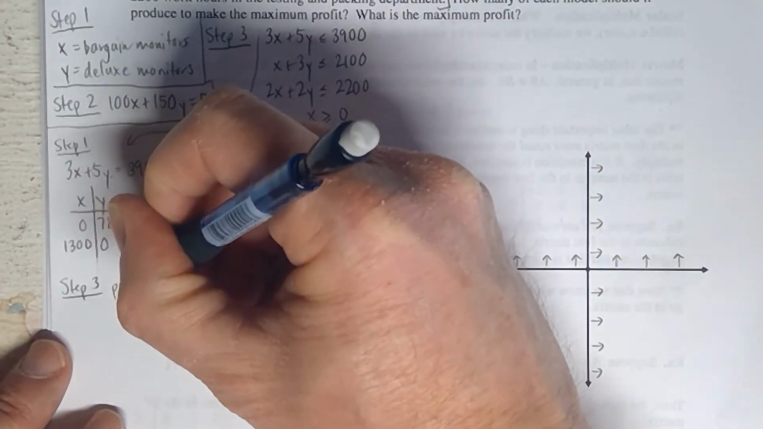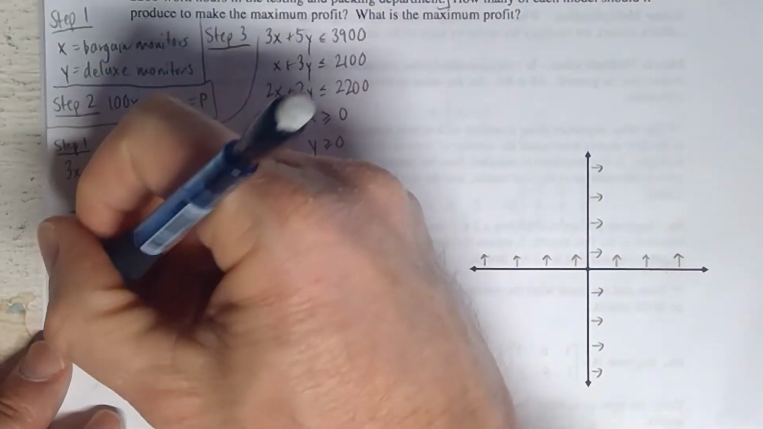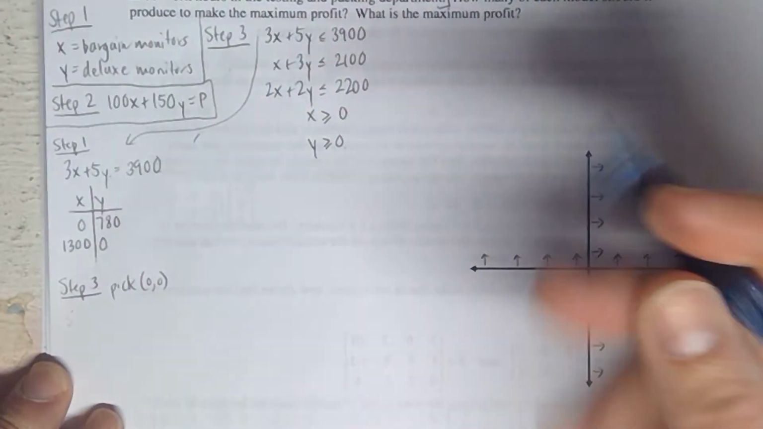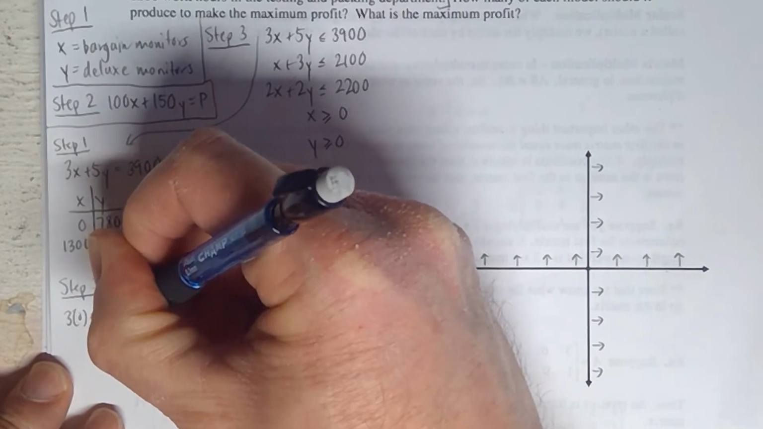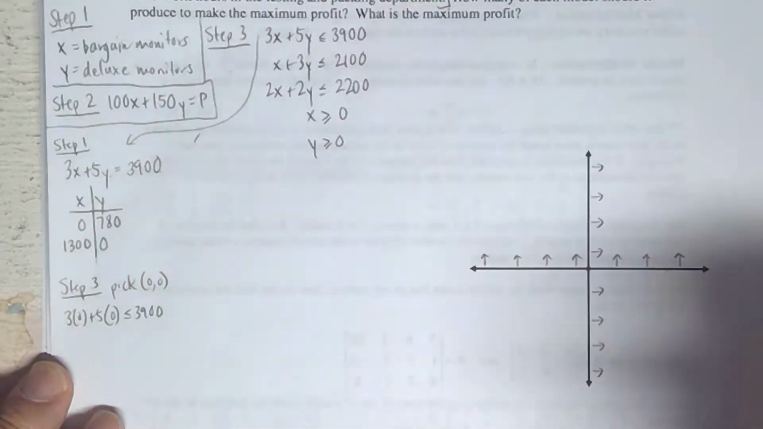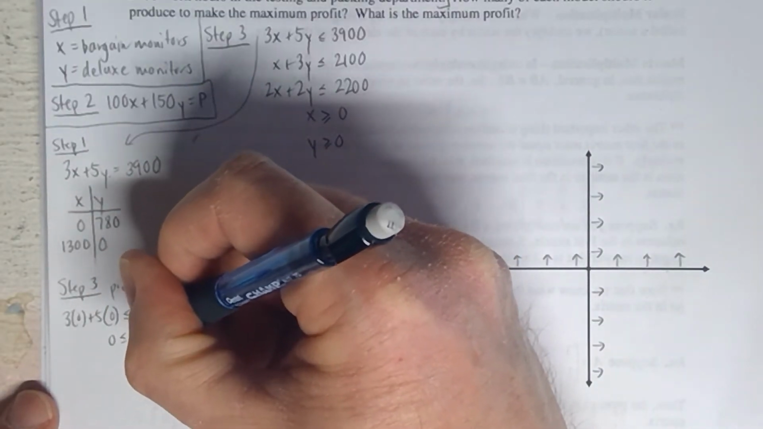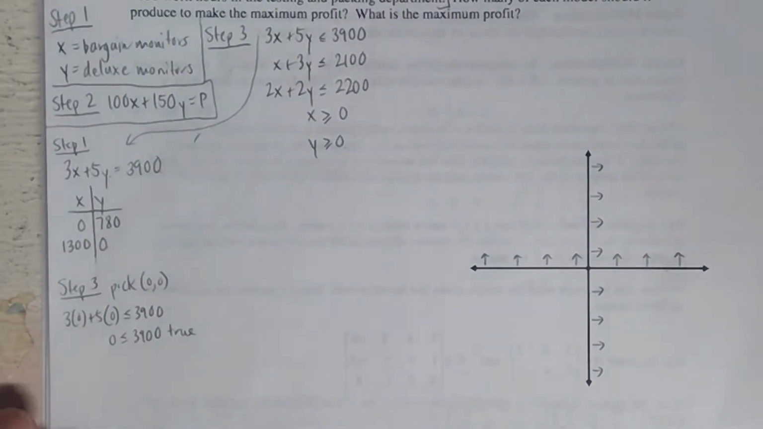I pick 0, 0. I plug that into the inequality, and it's going to end up being 0 plus 0 less than or equal to 3,900. And as you know, that means 0 plus 0 is 0, and that's going to be true. Okay, that's going to be true.